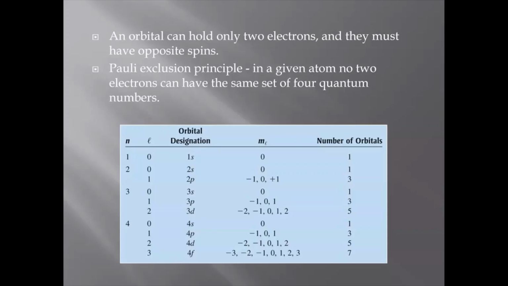Now, the last thing we're going to talk about in this particular video is the Pauli exclusion principle. It states that in a given atom, no 2 electrons can have the same set of 4 quantum numbers. So they're never going to be the same. So you can't have one atom, one element having the same configuration as the second element that would be present. They're going to have 2 different sets of quantum numbers. They can never be the same.